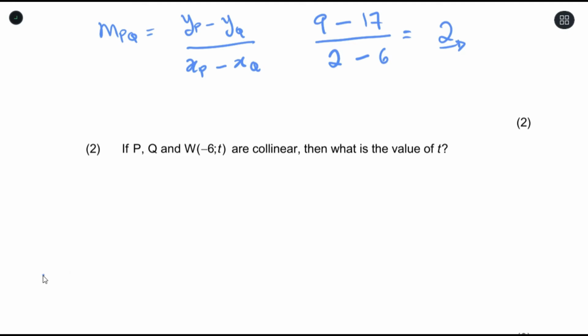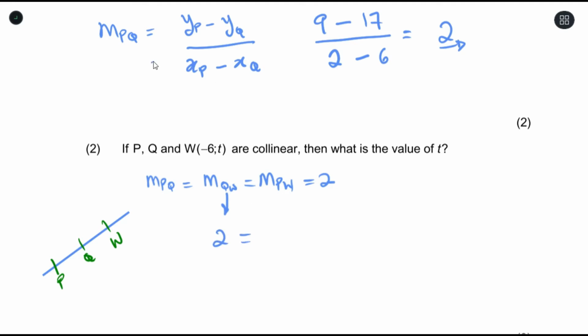So a collinear line is a line where 3 points are on the same line. On this line, it doesn't matter the order, you have P, you have Q, we'll have W. And this line will have the same gradient. So we can say the gradient of PQ is equal to the gradient of QW, which is equal to the gradient of PW, because it's on the same line. We already have the gradient of PQ, which is 2, so we can use the gradient of QW, which you also expect to be 2.